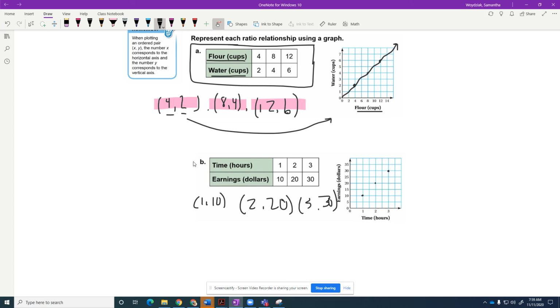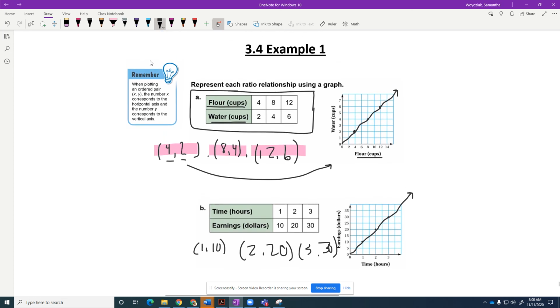And you can see if they're in order like this, this line should make a lot of sense. It should correspond. So I start at the 0, 0 whenever I graph. And again, make your line as straight as possible. And that is how you graph each ratio relationship. And so you can see here, like if we had worked 1.5 hours, then we would make $15. If we worked 2.5 hours, we'd make $25. So yep, that is how this works. Let me know if you have any questions.